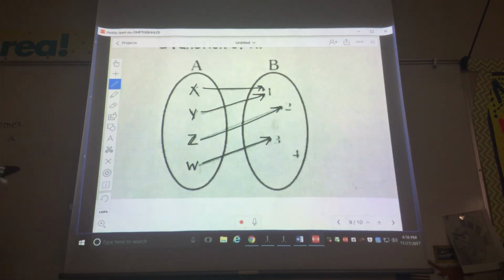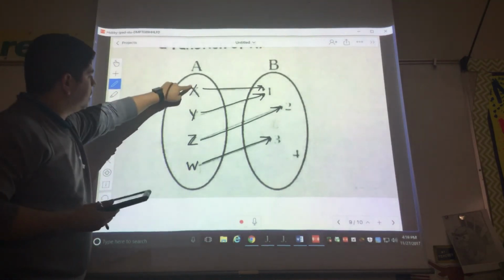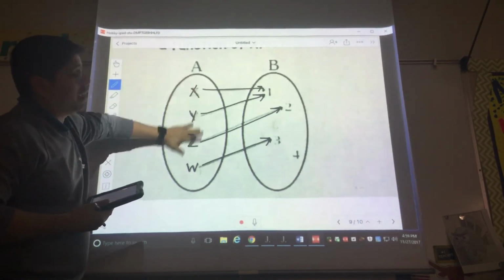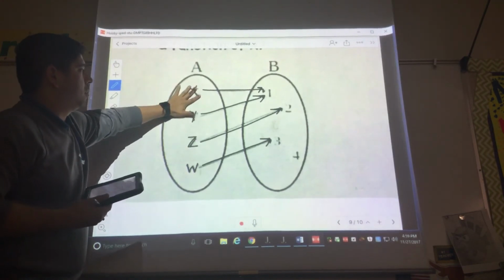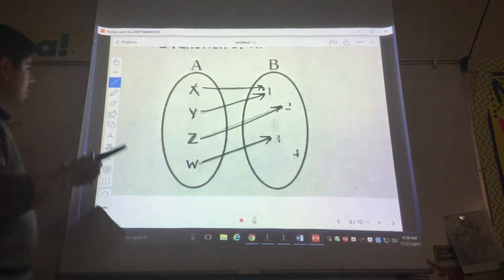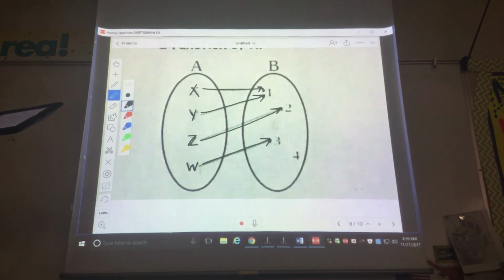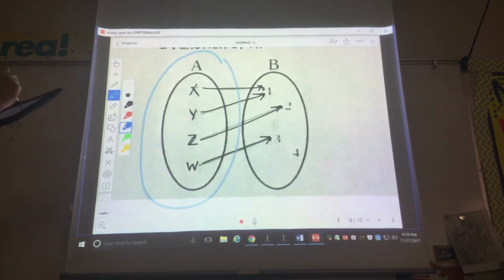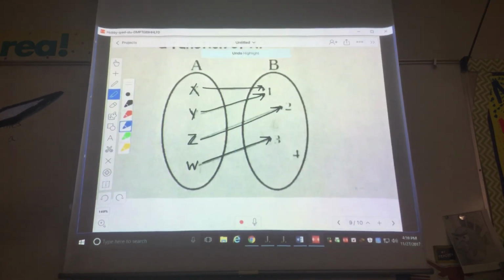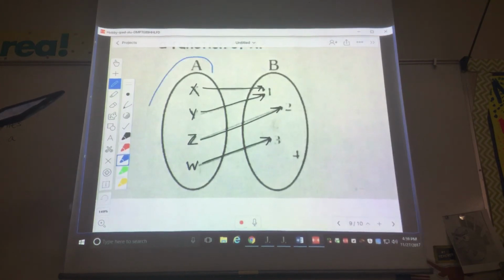Okay. All right, so remember, to be a function of x, to be a function, that means all these x values. Now I know this is x, y, z, and w, but these are my x values. Don't let that confuse you. Everything here is an x value. And I'm actually gonna circle that in blue. All these right here.